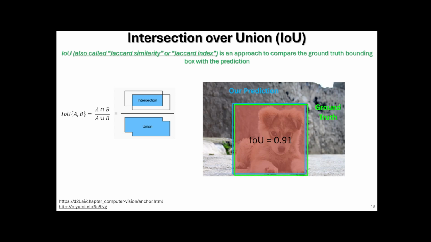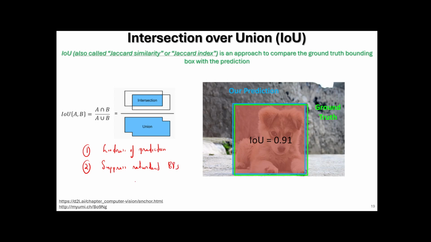So let me write down here. It's pretty clear. One use case is you can use it to see the goodness of your prediction, correct? Because you can use it to see how good or how close your prediction is with respect to the ground truth. The second use case is to suppress redundant bounding boxes, right?